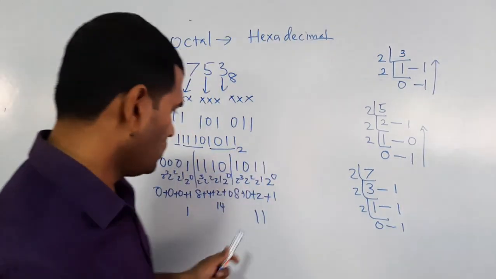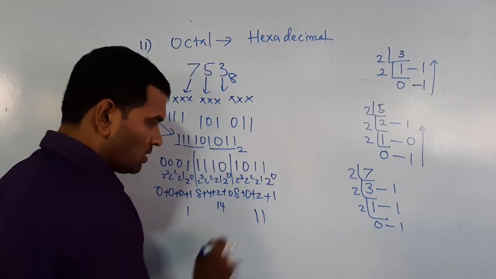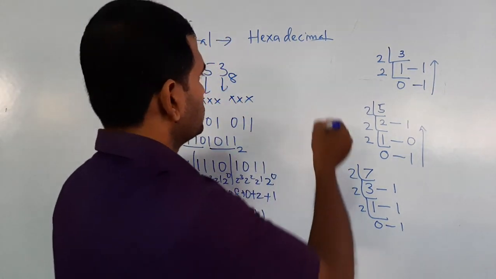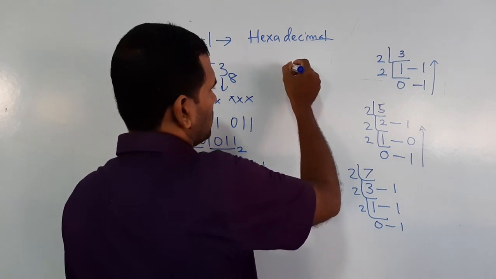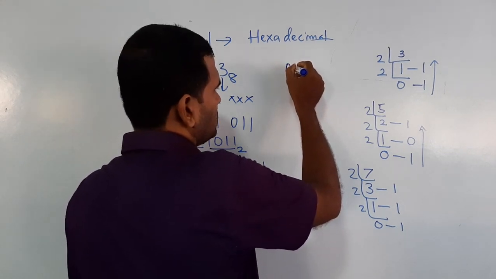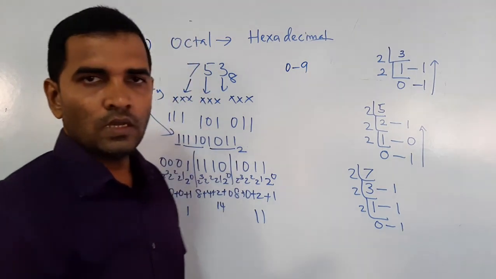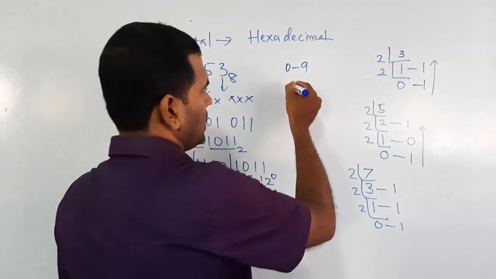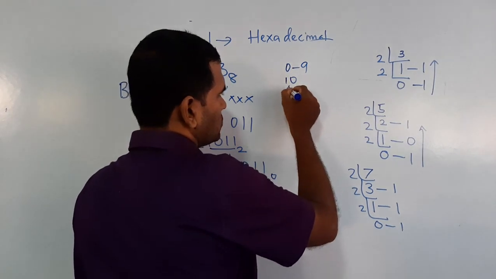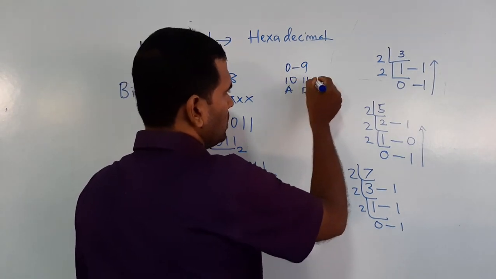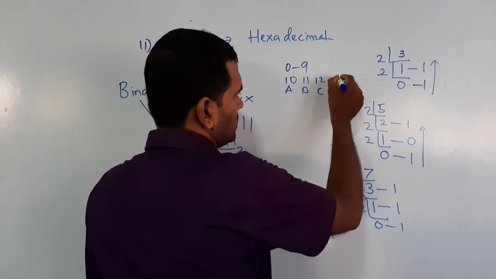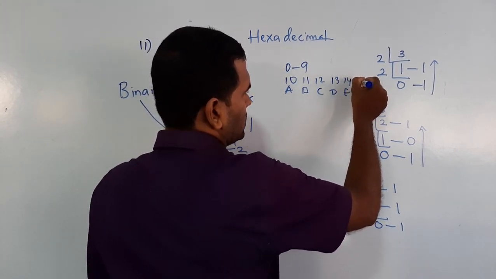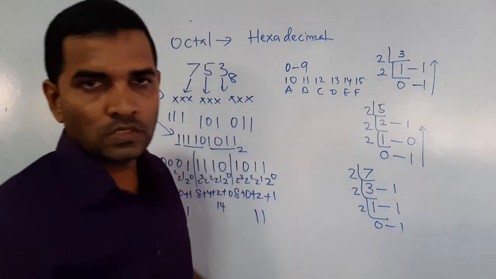So here, 11 is okay, but 11 cannot be written as 11 in hexadecimal, because in hexadecimal you have numerical digits from 0 to 9. The remaining digits, from 10 to 15, we have alphabets. 10 should be A, 11 should be B, 12 should be C, 13 D, 14 E, and 15 F. You must remember this idea.